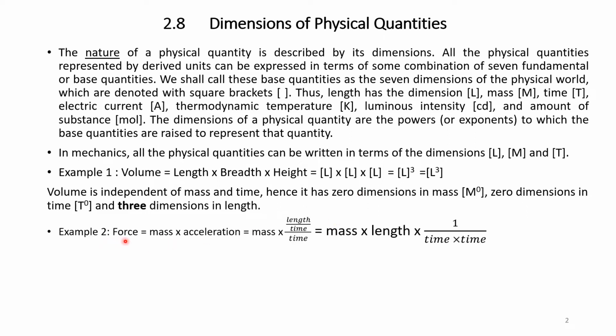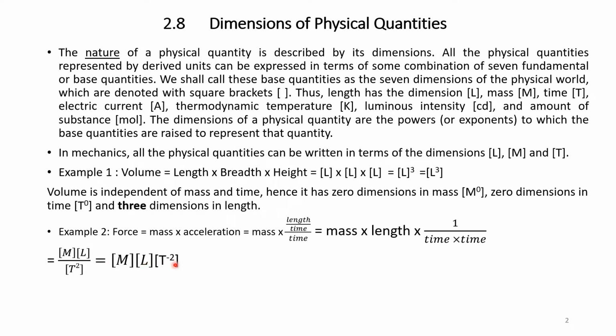Example number 2, force. Force by definition is mass into acceleration. Acceleration is velocity over time. Velocity itself is length over time. That is equal to mass into length divided by time into time. Mass is capital M, length is capital L and time into time is T square. That is equal to M into L into T to the power of minus 2.